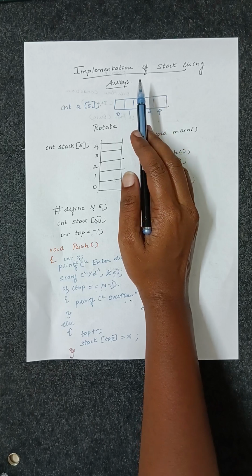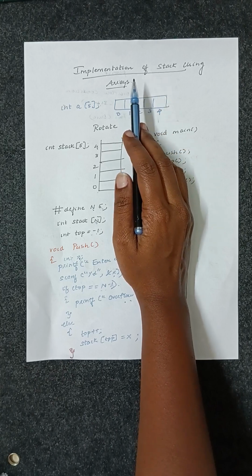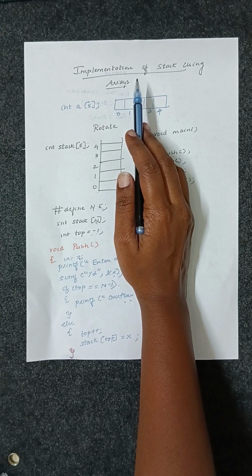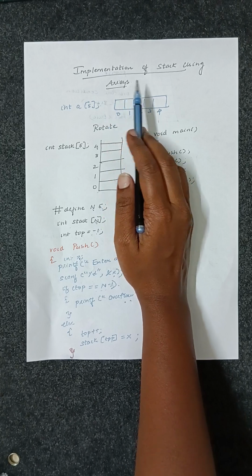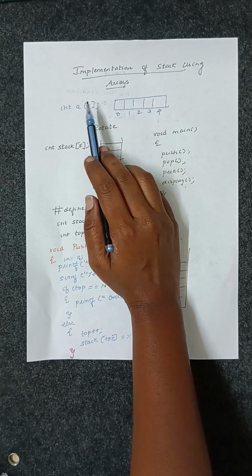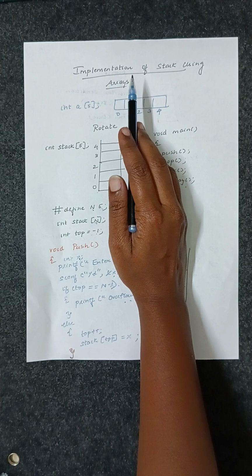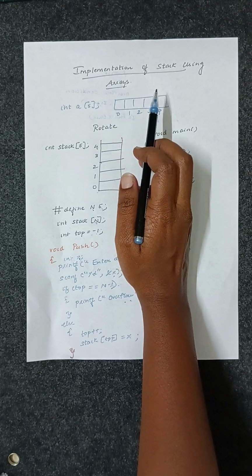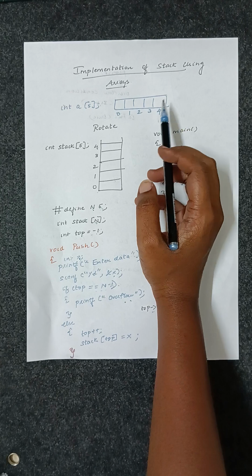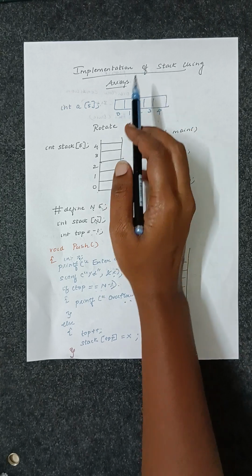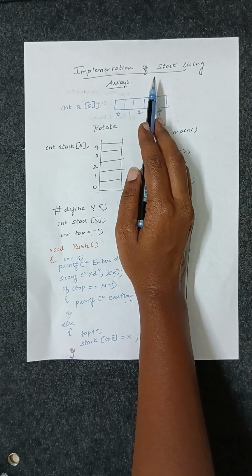In static memory allocation, obviously we have to use arrays only. So the two ways of implementing a stack are arrays as well as linked lists. In an array, you have to use static memory allocation. Why? Because you are going to declare the size of the array beforehand. In dynamic memory allocation, you can use a linked list because you are going to allocate the memory dynamically at runtime. So first we'll see the implementation of stack using arrays, static memory allocation.